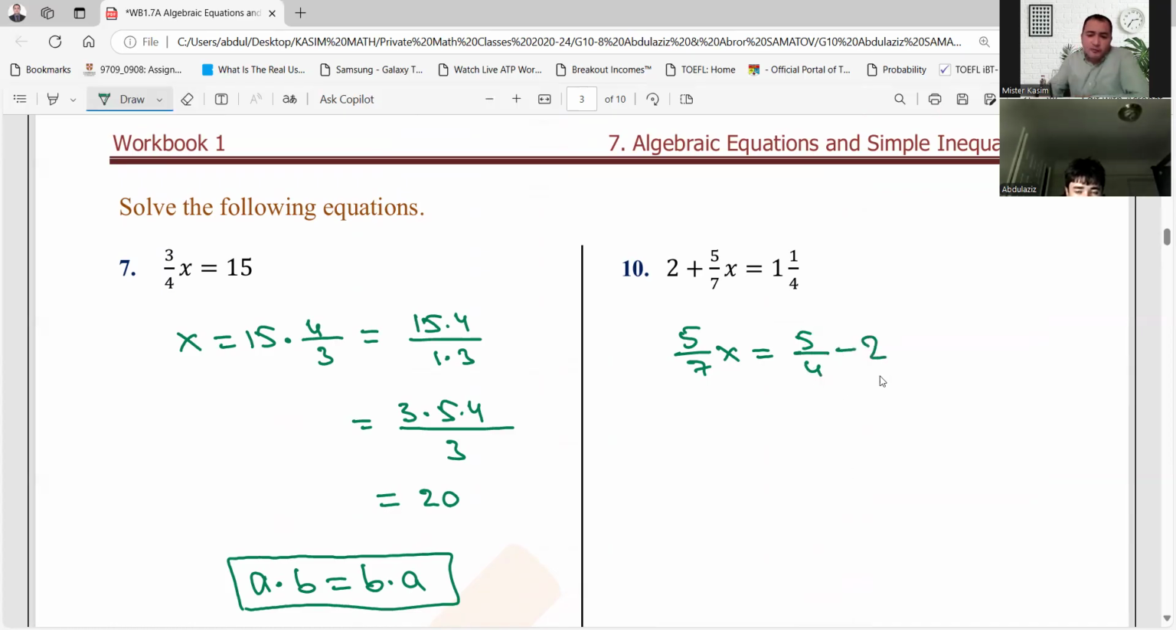What is 5 over 4 minus 2? Can you tell me the result of this subtraction? How do we subtract a number from a fraction? We bring into a common denominator, right? 5 over 4. Look, instead of 2, I can write 8 divided by 4, right? Because 8 divided by 4 is 2, right?